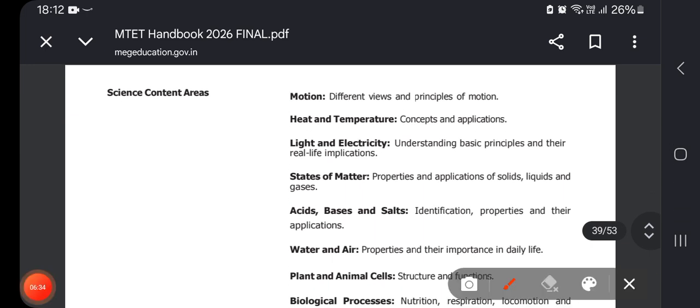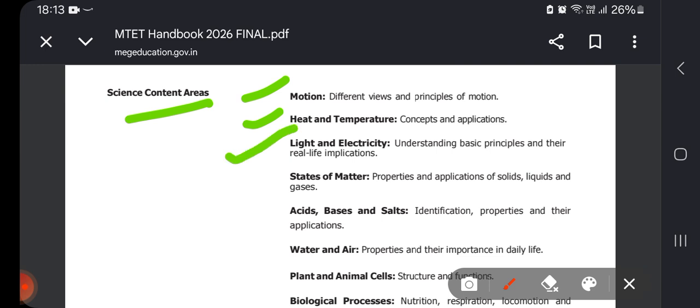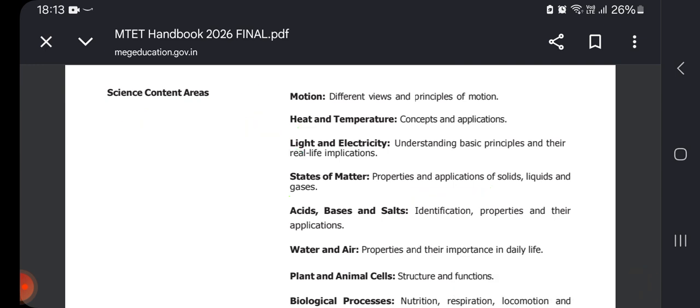Now science concept areas, what will come: motion will come, principles of motion, heat and temperature, concepts and application, light and electricity, understanding the principles and their real life implications, state of matter, property, solid, liquid, acid, base, salts, application, identification and properties.